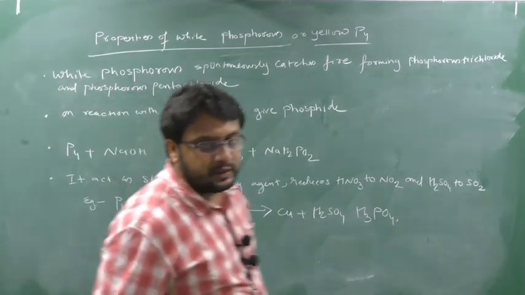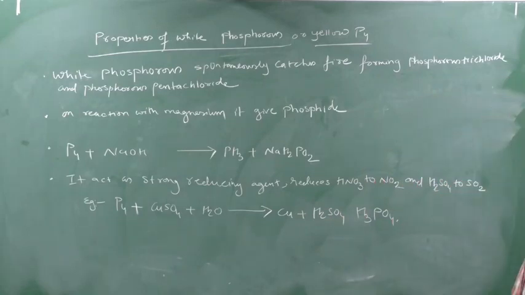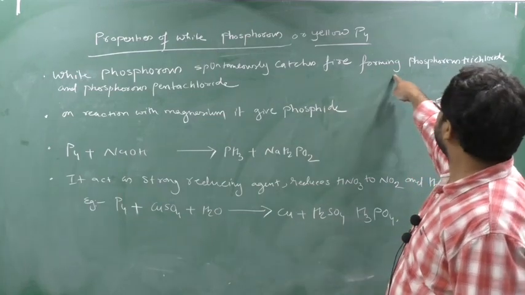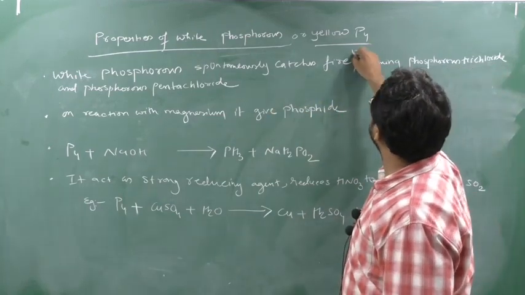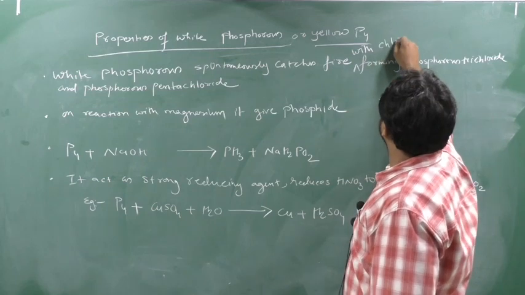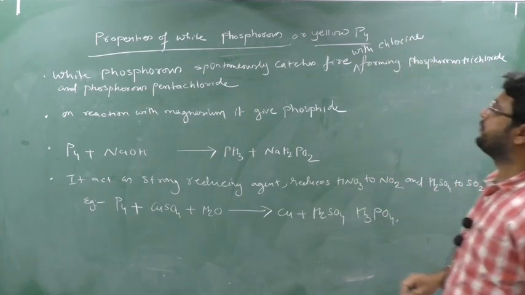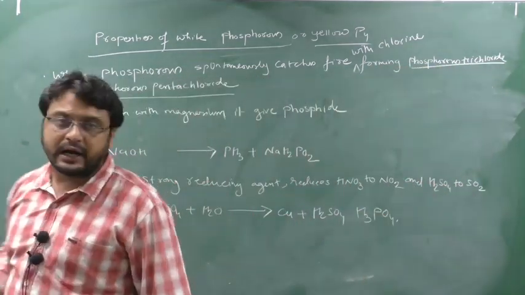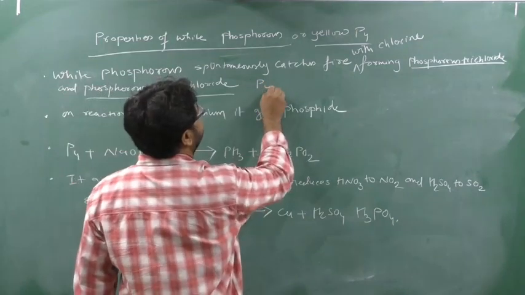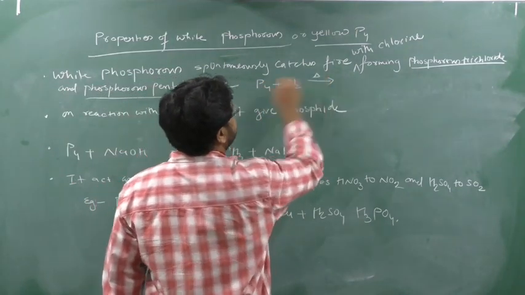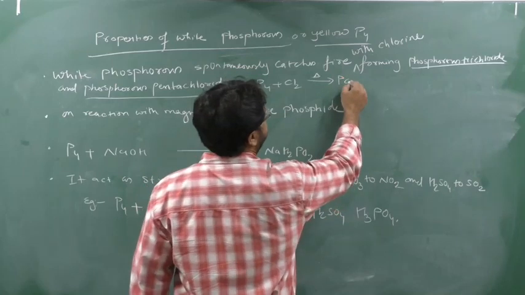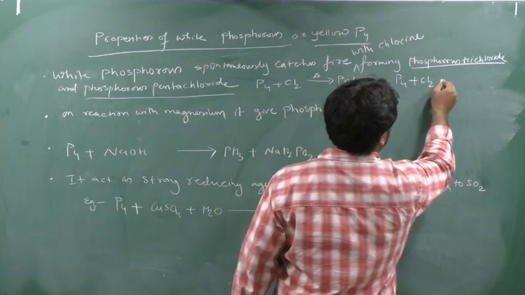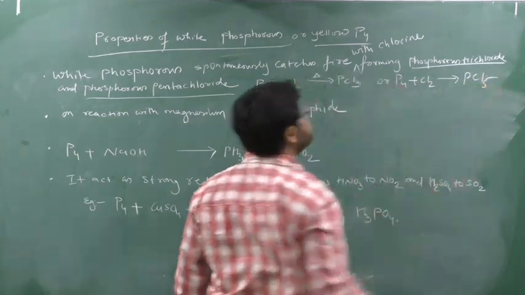So now see here, another property of white phosphorus. The white phosphorus spontaneously catches fire with chlorine, and it will form two compounds. First is phosphorus trichloride and another one is phosphorus pentachloride. So whenever phosphorus reacts with chlorine, it catches fire and forms either PCl3, or P4 plus Cl2 forms PCl5. It depends on the amount of chlorine.